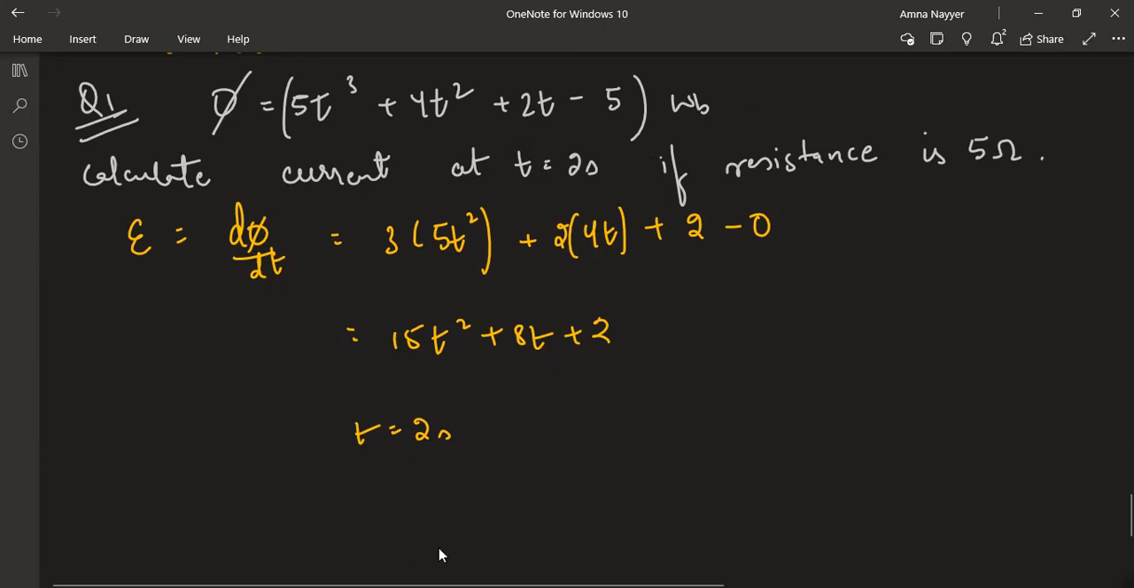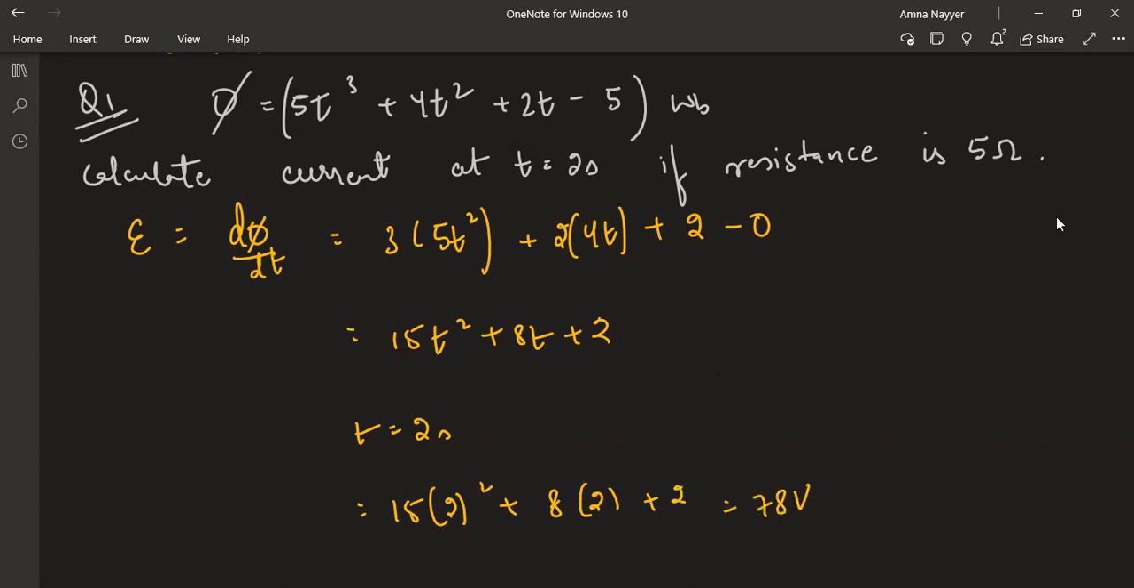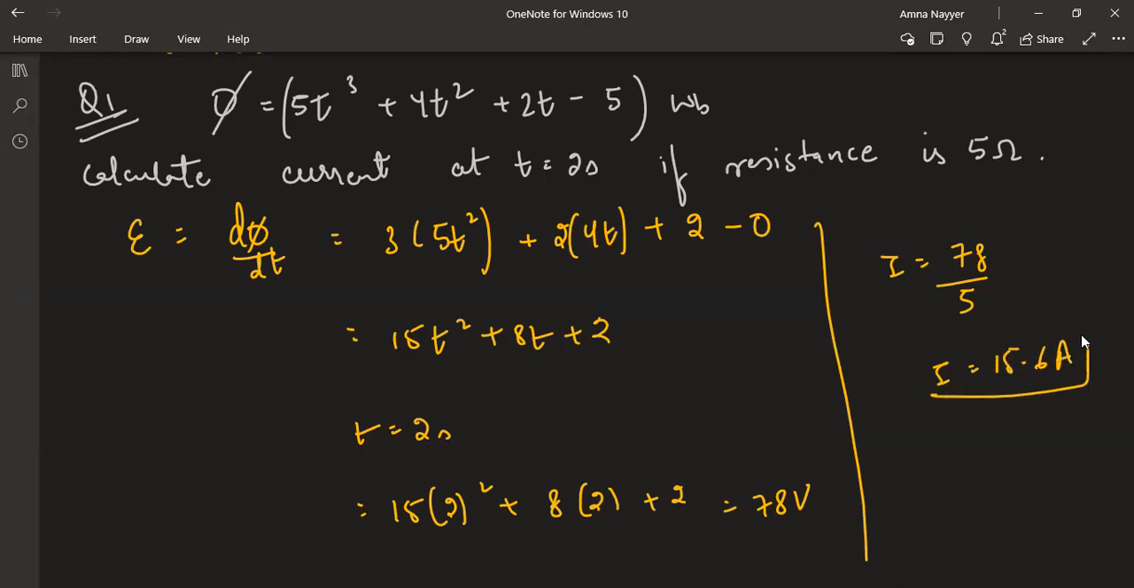So if we put it, this becomes 15 into 2 square plus 8 into 2 plus 2. So that will be 78 volt. Now see here, we have to get the value of current. Current will be 78 by 5. So it will be 15.6 amperes. So two students have given the correct answers, Hamza and Akifa. Note it down. Let's see some other questions.